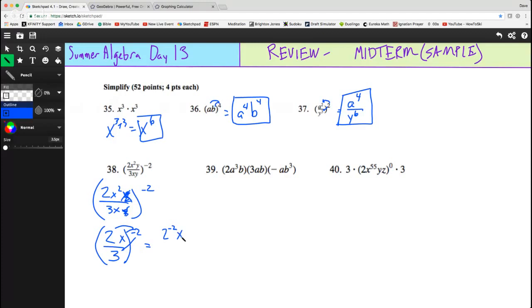X to the negative 2 over 3 to the negative 2. Okay, well, now we can just move everything with a negative exponent to the other side, and everything has a negative exponent, so we have to move everything to the other side. So let's do that now. On top, we have 3 squared. On bottom, we have 2 squared x squared. And because the numbers are so small, we're going to go ahead and multiply it out.